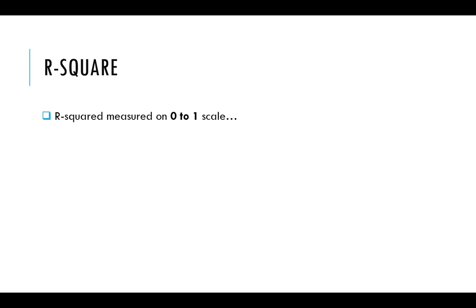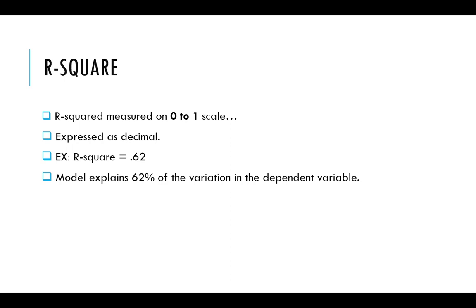R-square is measured on a scale from 0 to 1. So when you look at your output, it's going to be expressed as a decimal. For example, you might do a regression and see that you have an R-square of 0.62. And what that means is that the model explains 62% of the variation in the dependent variable. So we tend to interpret R-square in percentages, but it's reported as a decimal. So don't let that confuse you.